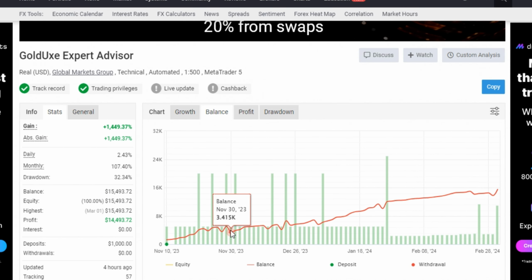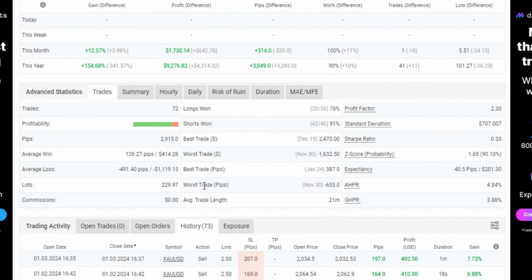Its balance on November 30th of 2023 was $3,415. So it was using really high lot size on a $3,415 account. No wonder its max recorded drawdown is 32.34%. Its average win is 126.27 pips, while its average loss is 491.40 pips. So basically its stop loss is almost 4 times bigger than its take profit.